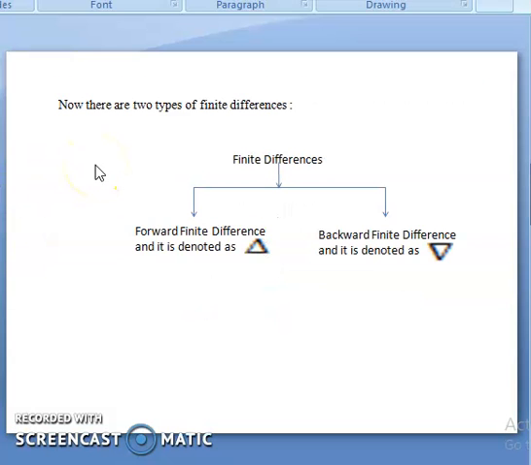Now see, there are two types of finite differences. First is the forward finite difference, and it is denoted by this triangle form. And the second is the backward finite difference, and it is denoted by this symbol.